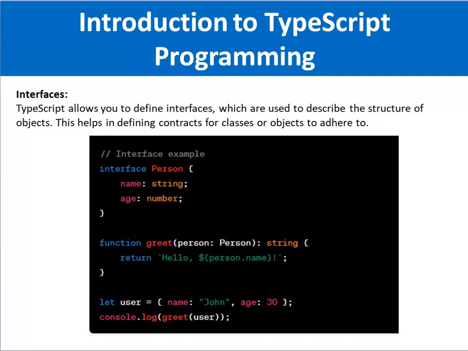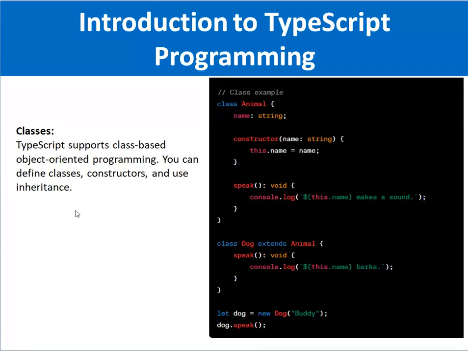Then next is classes. Friend, TypeScript also supports classes, constructors and inheritance. Let me give an example of classes. For example, this is the class Animal. It has a name, constructor name, this.name. The constructor is automatically executed when an object of this class is created. Then speak, void, console.log this.name makes a sound.